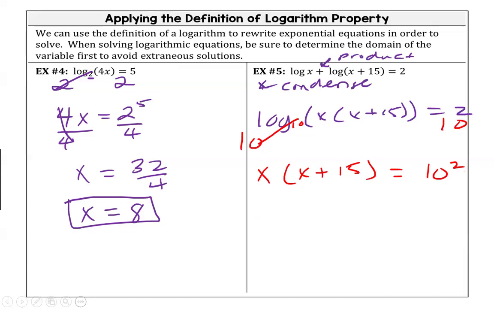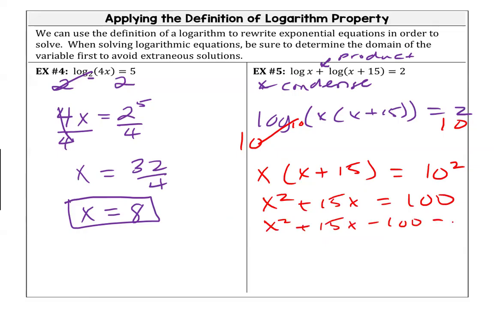This now takes it from being a pre-cal to being an algebra 2 problem. So now we're back to algebra 2. Looking at this, it's the setup for a quadratic. Hopefully we all see that. Because we would distribute and need to make one side equal to 0. Okay, so I'm going to distribute my x, and I'm going to get x squared plus 15x equals 100. So I'm left with x squared plus 15x minus 100 equals 0.